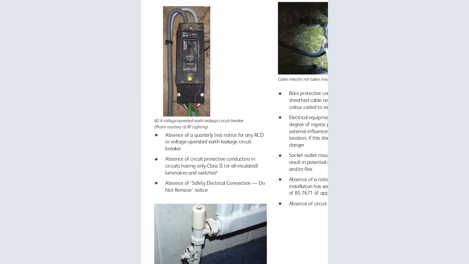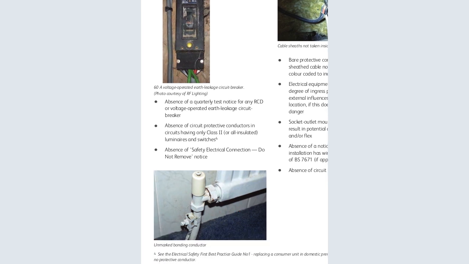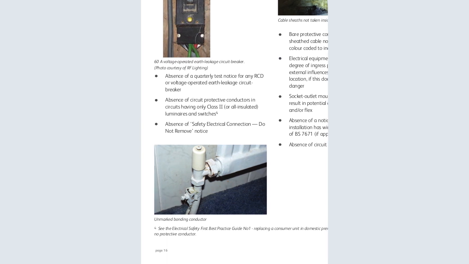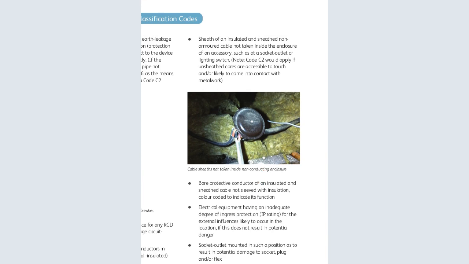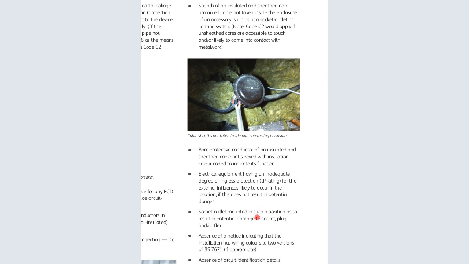Absence of the circuit protective conductor in the circuit having only class 2 insulated luminaires. Absence of safety electrical condition notices. We need to have a marked bonding conductor. We need to be marked that this is a bonding conductor. The absence of the marking can also pose a risk. The sheathed armored cable not taken into an enclosure, such as sockets, outlets, or lighting switch. You can see there.